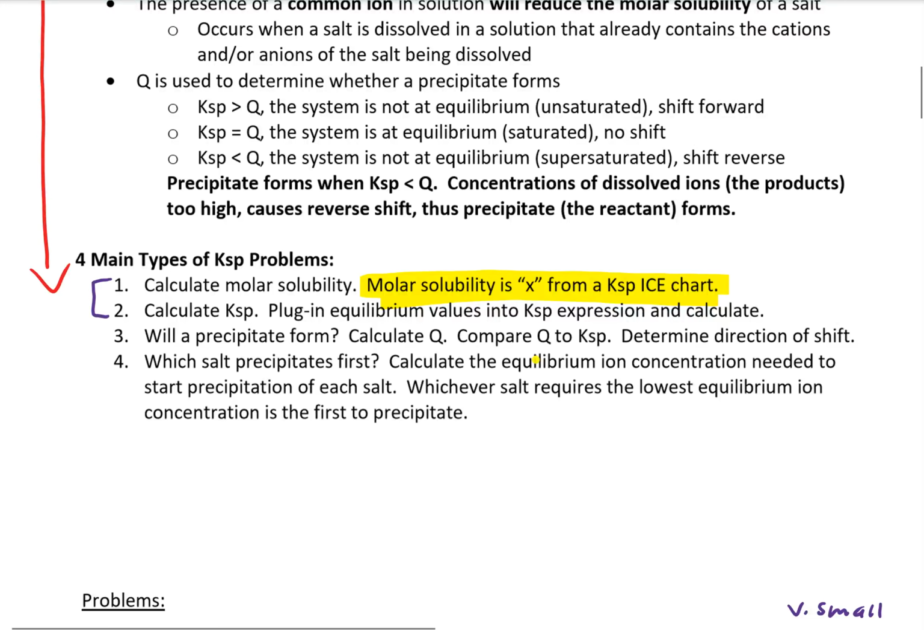Now that we have an intro to Ksp ice charts and solving for X from a Ksp ice chart, which really represents your molar solubility, meaning the quantity of the solid that is dissolving, we're now going to use ice charts to calculate Ksp values, so the second main type of Ksp problem. So let's turn to problem number 4 from your Ksp note sheet.